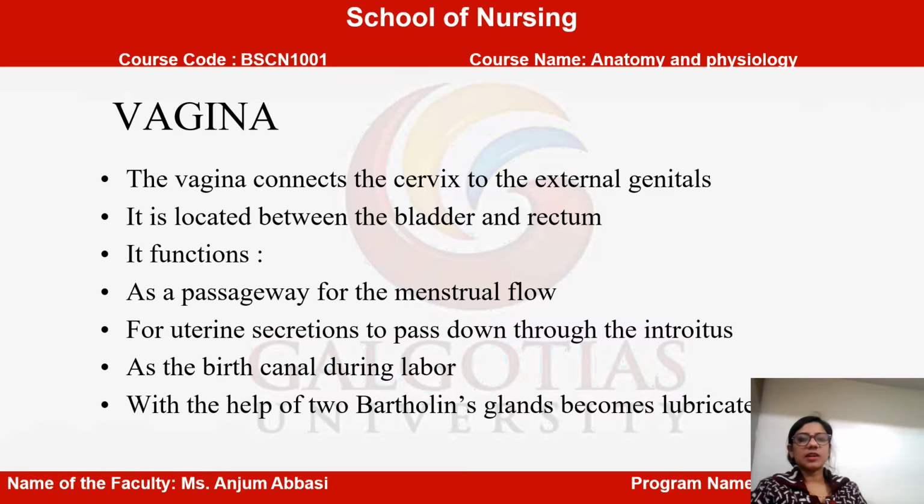So next is the vagina. The vagina connects the cervix to the external genitals. It is located between the bladder and rectum. It functions as a passageway for the menstrual flow, for uterine secretion to pass down through the introitus, and it works as a birth canal during labor. With the help of two Bartholin glands, it becomes lubricated.